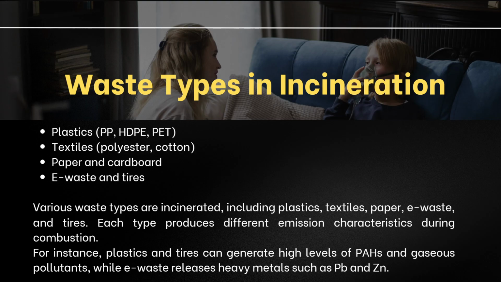Next is the waste types in incineration. The first one is plastic, the second one is textile like polyester and cotton. Next is the paper and cardboard, and the last one is e-waste and tire. The various waste types are incinerated, including plastic, textile, paper, e-waste, and also tire. Each type produces different emission characteristics during combustion. For instance, plastic and tire can generate high levels of PAH and gaseous pollutants, while the e-waste releases heavy metals such as Pb and zinc.